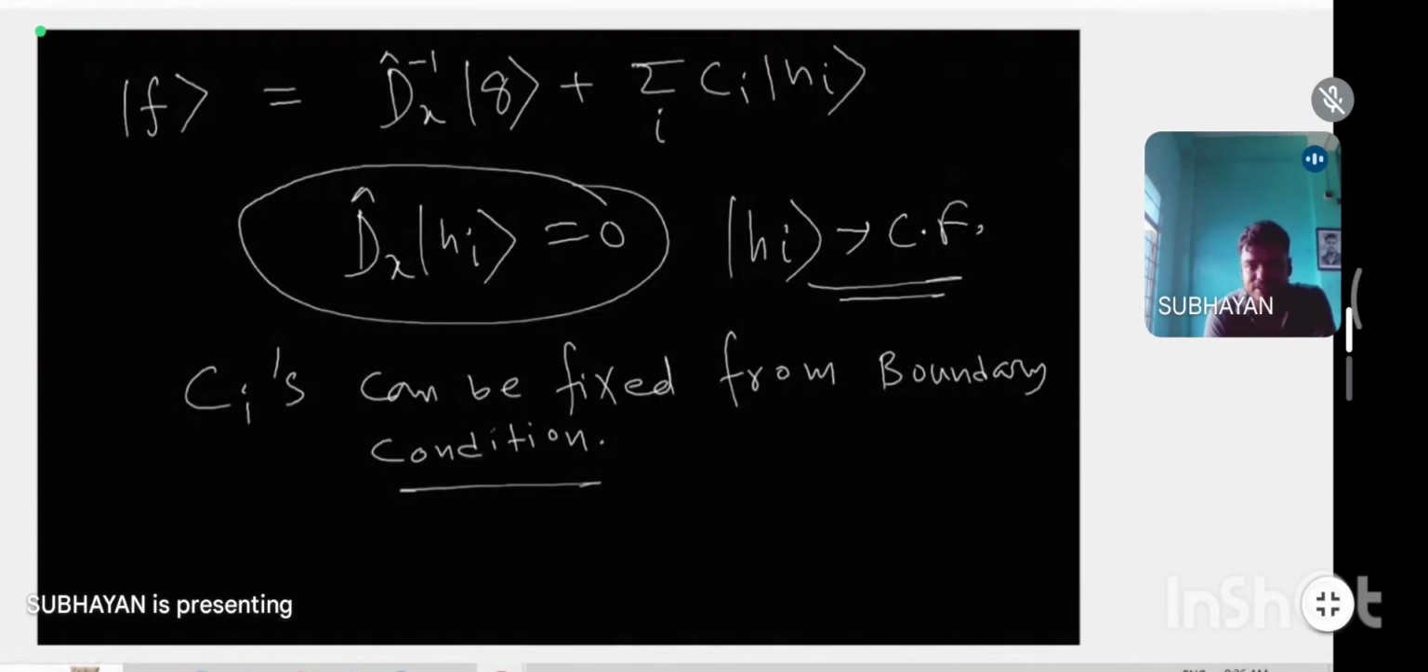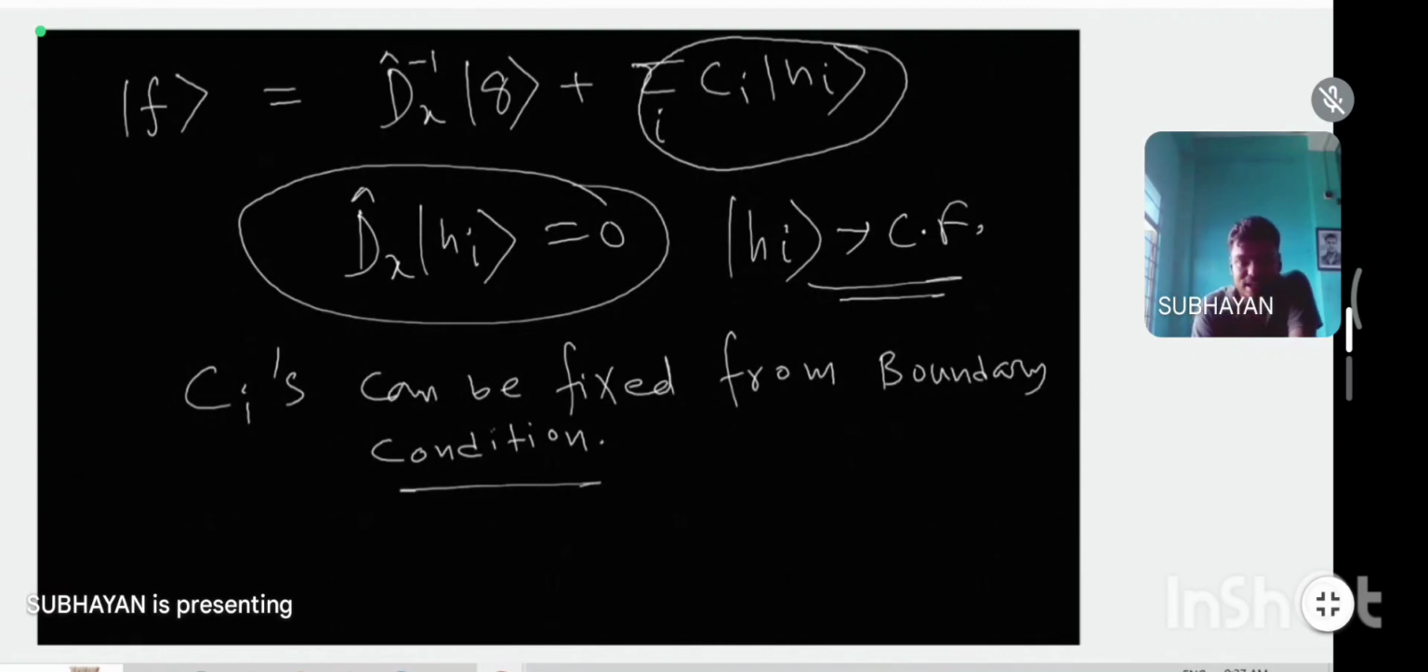So HI is the complementary function part of the solution. In a homogeneous differential equation, you have two parts, two fragments of the solution, and their linear combination, or their sum basically, will yield the complete solution. Here this CIHI part is identified as the complementary function because it satisfies the homogeneous portion of the equation.